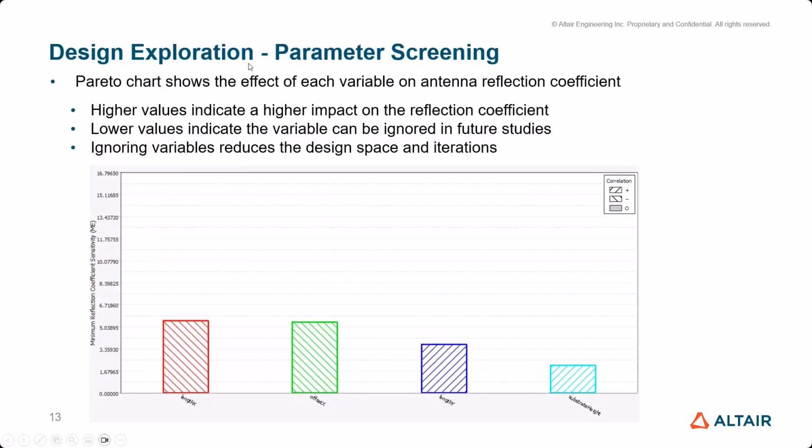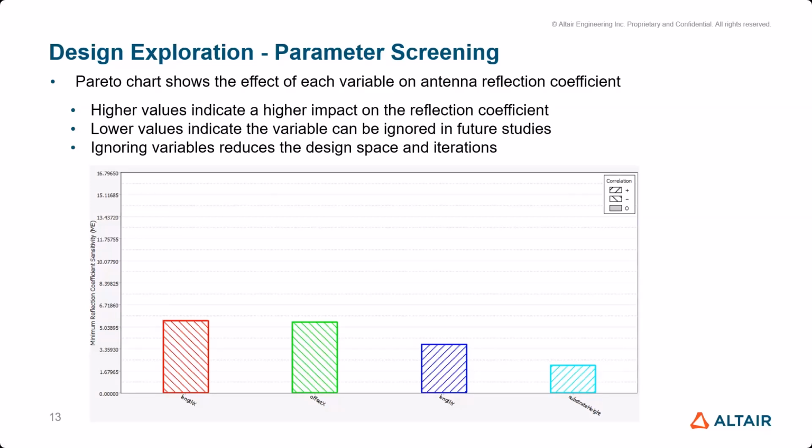So for design exploration, you can do parameter screening in HyperStudy. For example, we have a Pareto chart which shows the effect of each variable on the antenna reflection coefficient. Here I ran this model. The number of samples that I gave it was 40, so it ran like 40 FICO runs. And from those 40 FICO runs, it told me which variable has more impact on the antenna reflection coefficient. So how does this help the users?